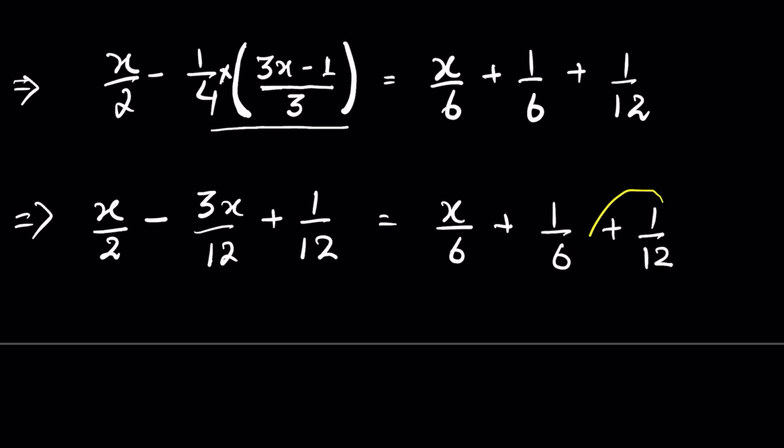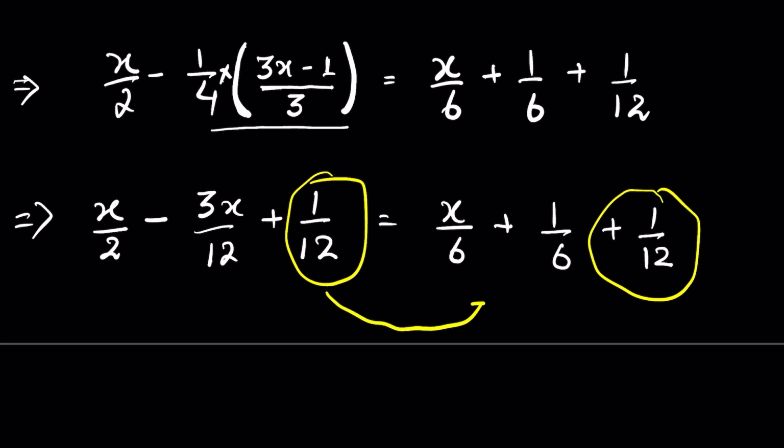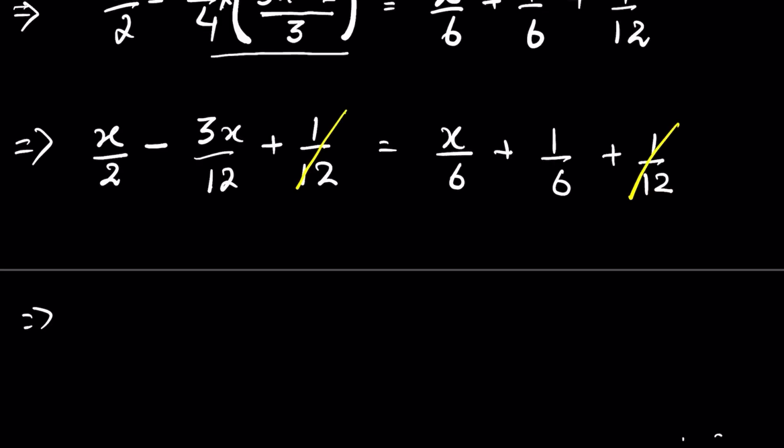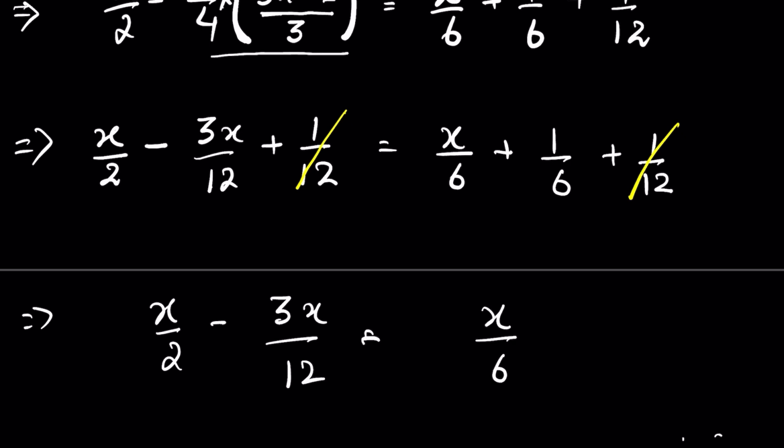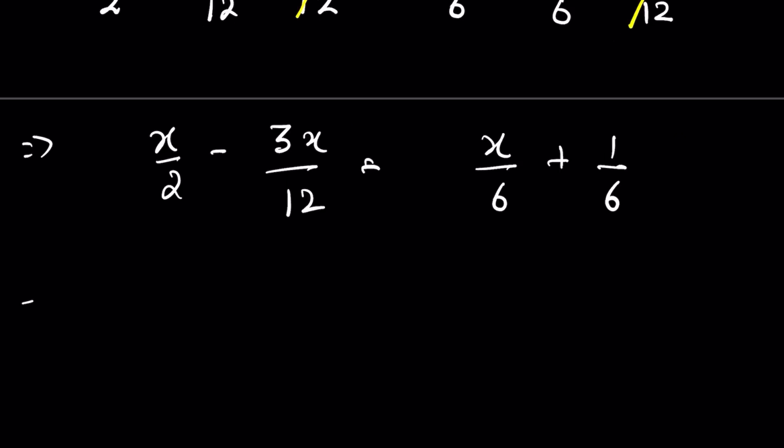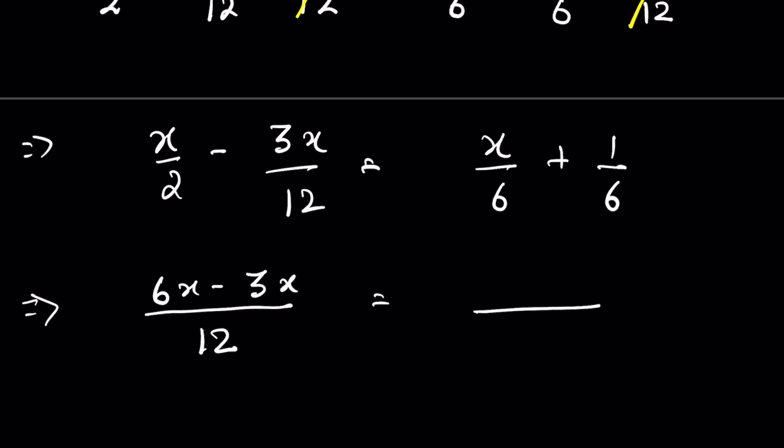Now this 1 upon 12 and 1 upon 12, we can cancel them out, because if you send 1 upon 12 to the right hand side, it will be negative 1 upon 12. So we can cancel them. Now we have x upon 2 minus 3x upon 12 is equal to x upon 6 plus 1 upon 6. Now get the LCD of 2 and 12, it will be 12. So 6x minus 3x is equal to, again, the common denominator is 6, so x plus 1.